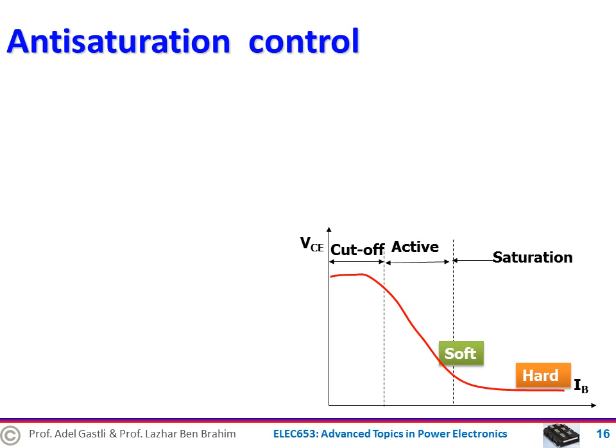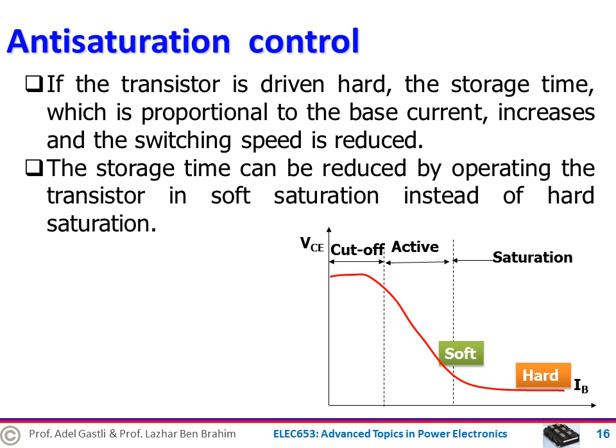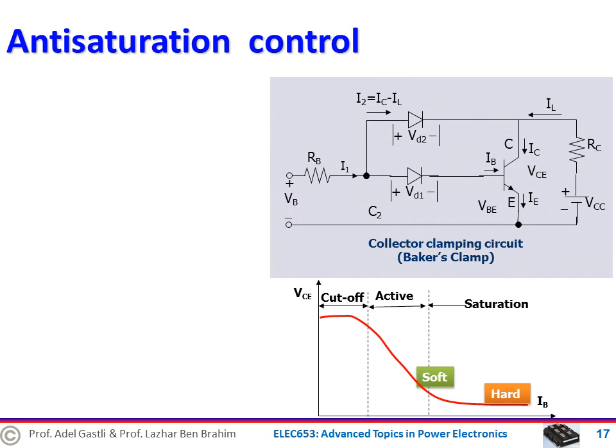Now, the region just between the saturation and active region is called soft region, and the transistor is said to be driven soft. However, if the transistor is driven hard, the storage time, which is proportional to the base current, increases and the switching speed is therefore reduced. The storage time can be reduced by operating the transistor in soft saturation instead of hard saturation. This can be accomplished by clamping the collector emitter voltage to a predetermined value, as shown in this figure, which we will analyze further in the next slides.